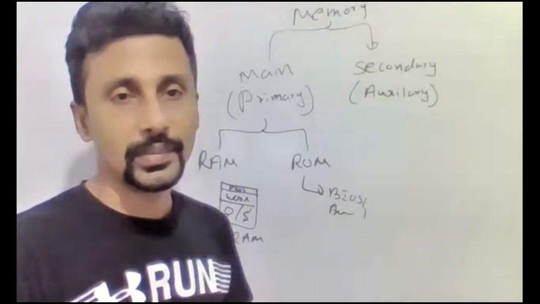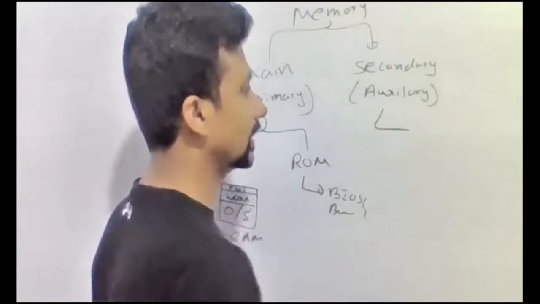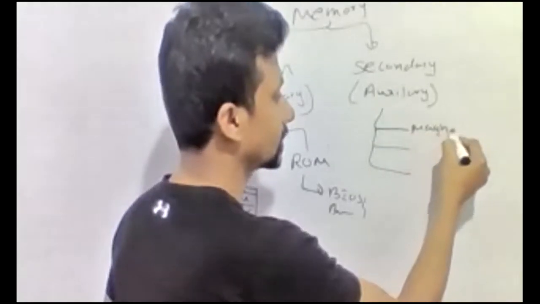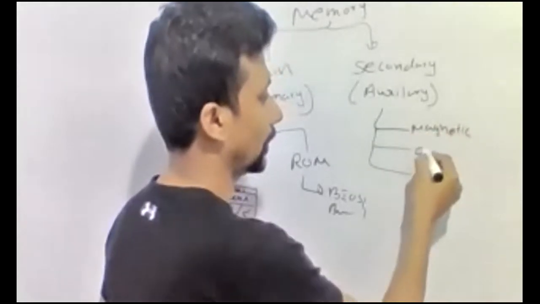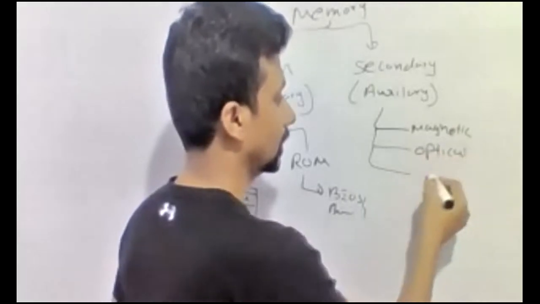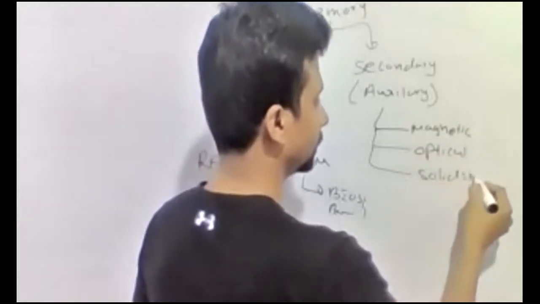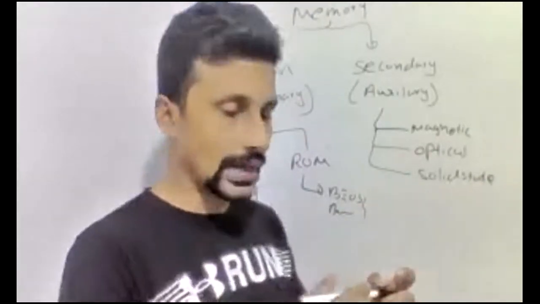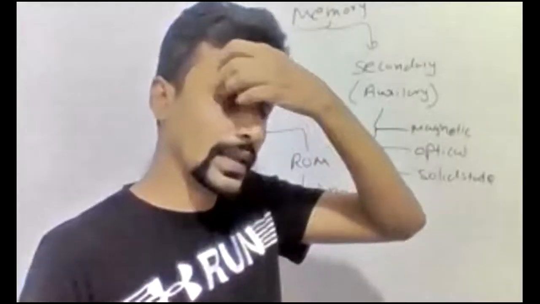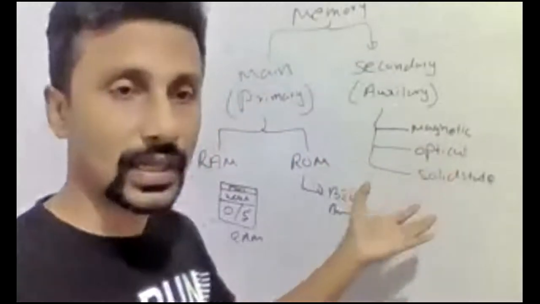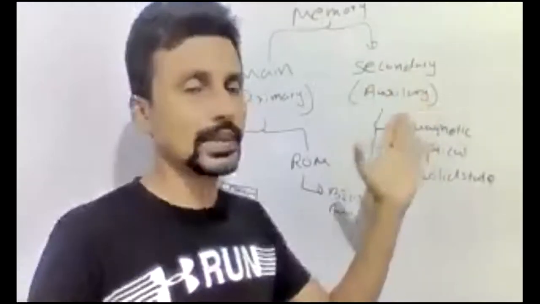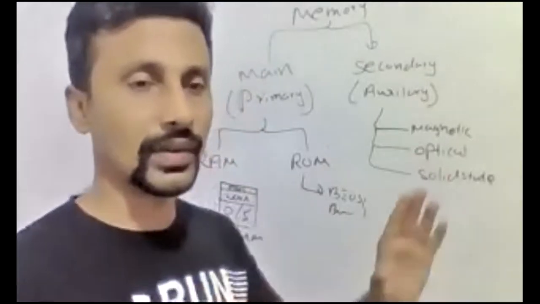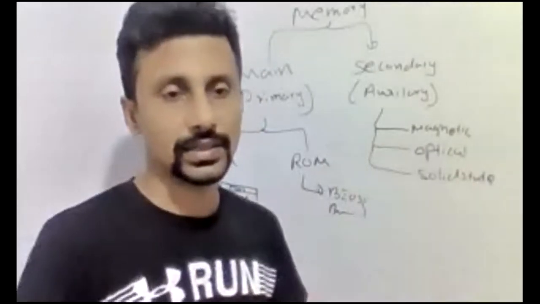When it comes to secondary memory, you have three types actually. Magnetic media is there, optical media is there, solid state is there, right? We will be discussing them later. So hard disk, CD, DVD, then pen drives, whatever comes under secondary memory, they are permanent memory. Even if the power goes, nothing will happen to this stuff, right?